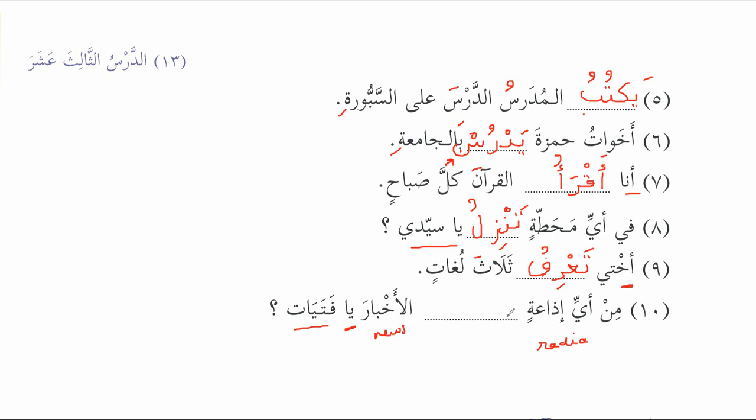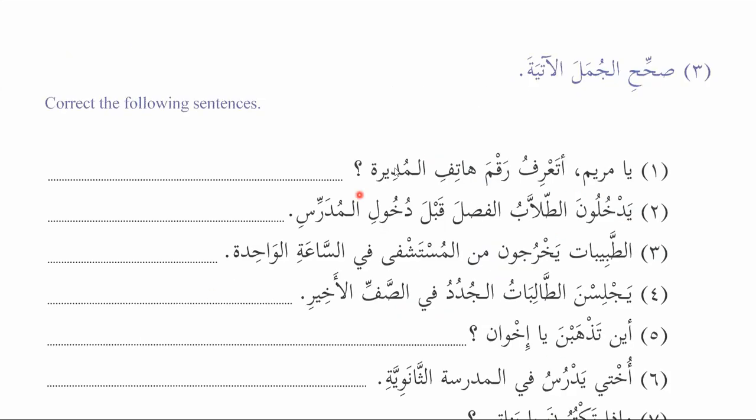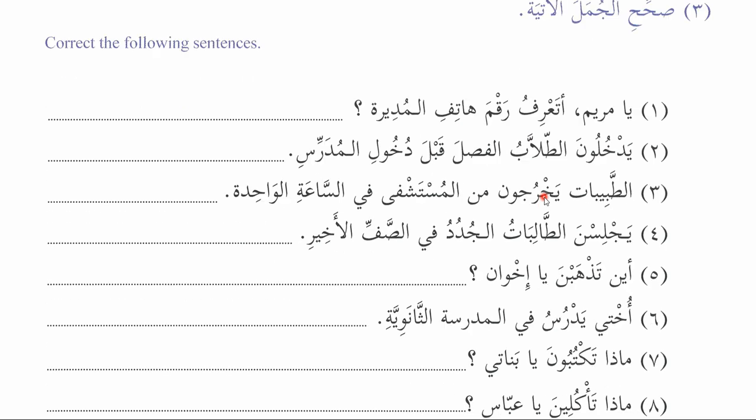So what are you going to use? تسمعنا. So the previous letter will have a sukun, tasma'ana, and the ta representing the mukhatib, tasma'ana. So this is our fail structure. Question number 3, Sahih al-Jumal al-Atiya, means you need to correct all these sentences. What is wrong in these sentences?